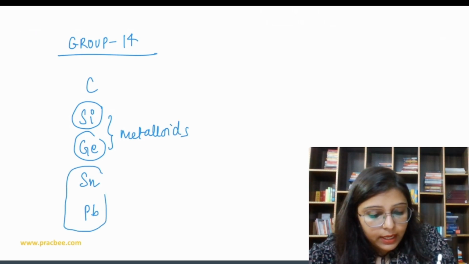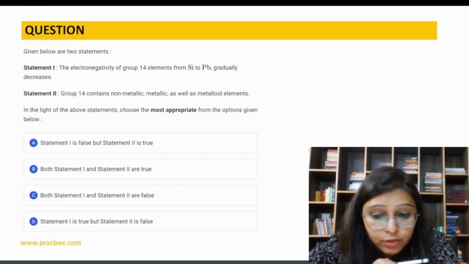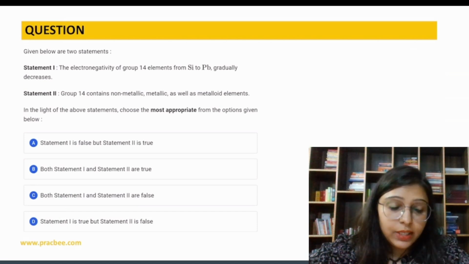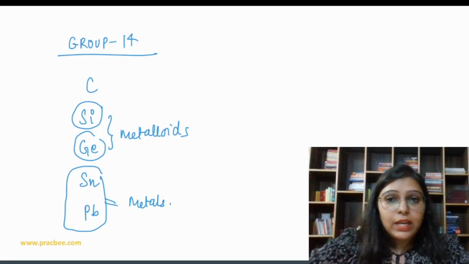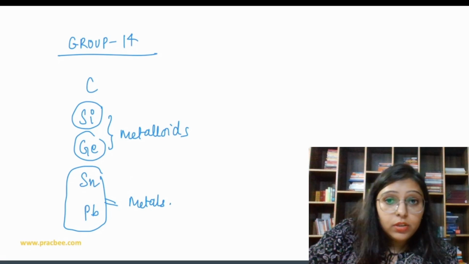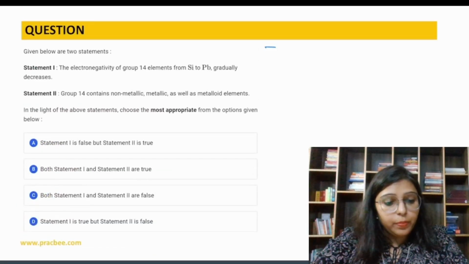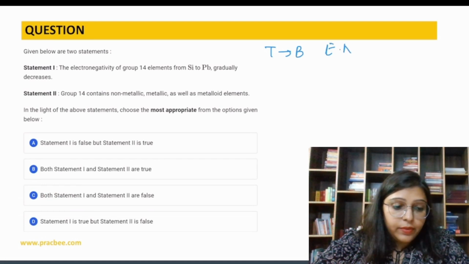Then tin and lead, they are metals, right? Our question says the electronegativity of group 14 elements from silicon to lead gradually decreases. So what happens over here? That is false. Generally, on moving top to bottom or down the group, electronegativity decreases.